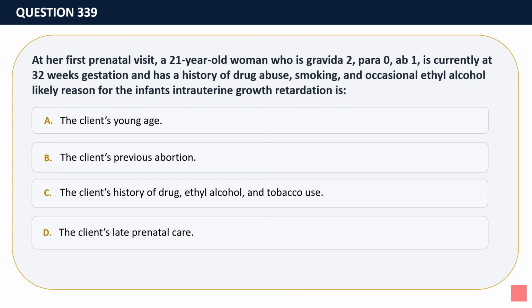Question 339. At her first prenatal visit, a 21-year-old woman who is gravida 2, para 0, ab 1, is currently at 32 weeks gestation and has a history of drug abuse, smoking, and occasional ethyl alcohol use. The likely reason for the infant's intrauterine growth retardation is: A. The client's young age. B. The client's previous abortion. C. The client's history of drug, ethyl alcohol, and tobacco use. D. The client's late prenatal care.